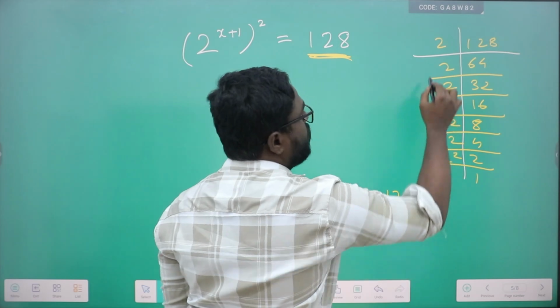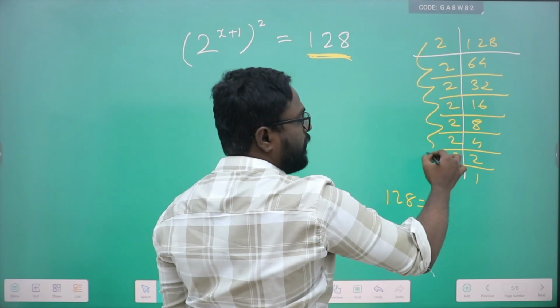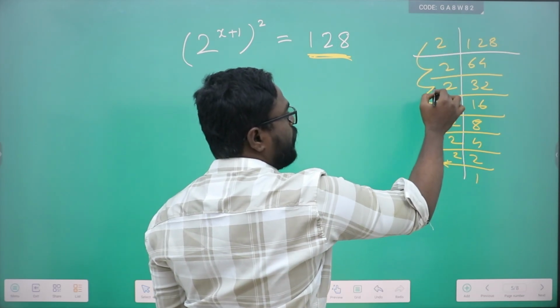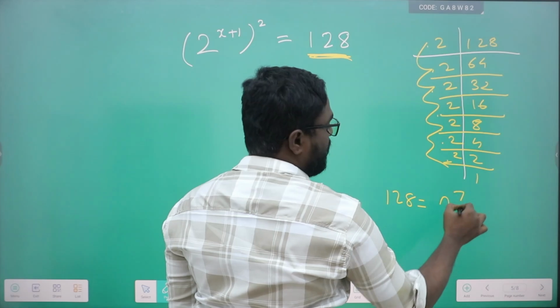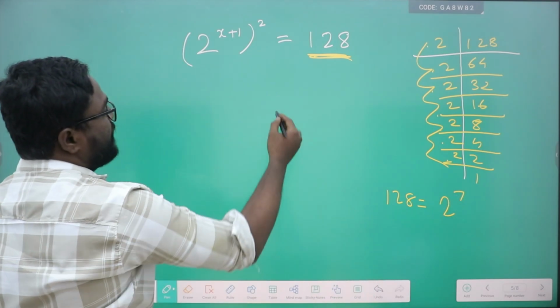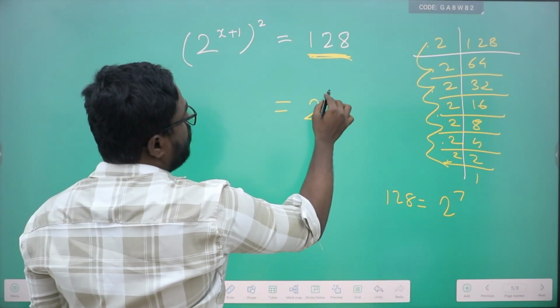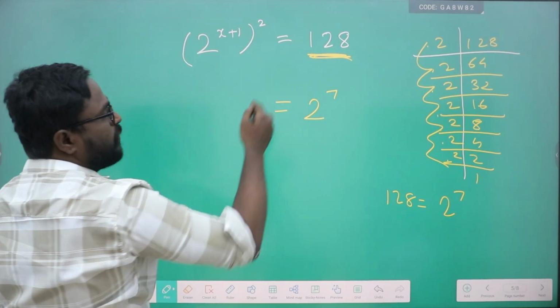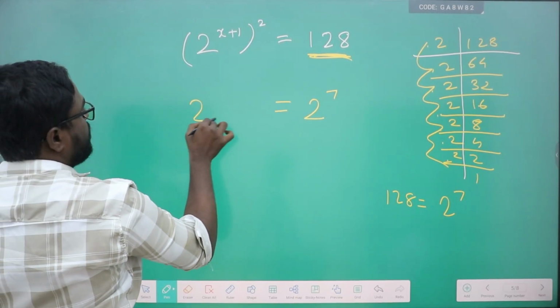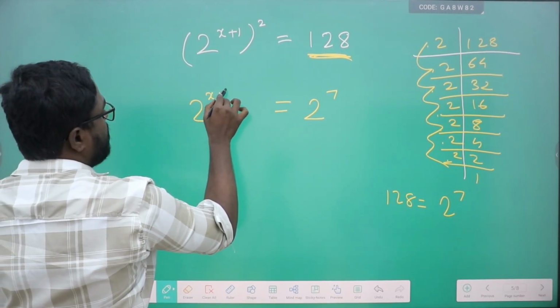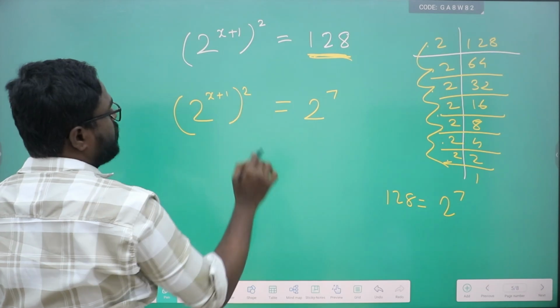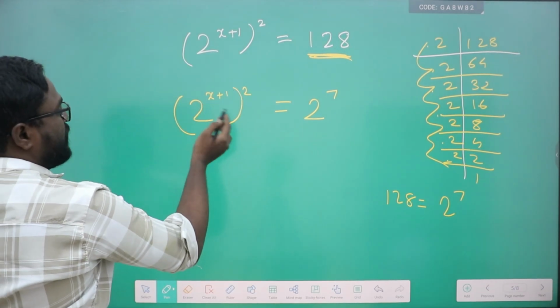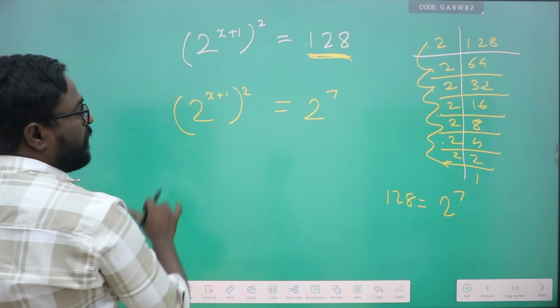Now simply, 128 is equal to 2 times, so 1, 2, 3, 4, 5, 6, 7, 2 to the power 7. So let me just write it this way: 2 to the power 7 is nothing but 128. I'll just write this thing up: x plus 1, to the power 2. Now here there is a bracket, or parenthesis.